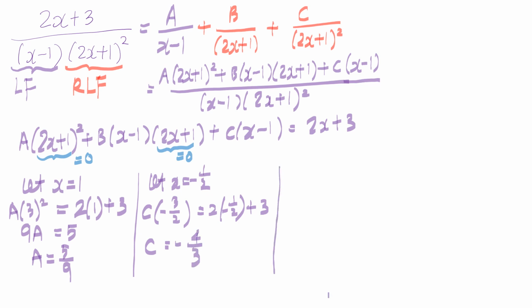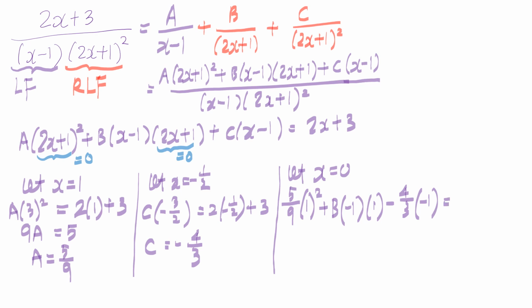Okay, so I'm left only to find the constant b. So I can just let x to be 0. Right, so I have already found the value of a, so I can just substitute it to be 5 over 9, 1 squared. I want to find b. And I found c to be negative 4 over 3. That gives me 2 of 0 plus 3. Alright, you can use a calculator to evaluate this and this.